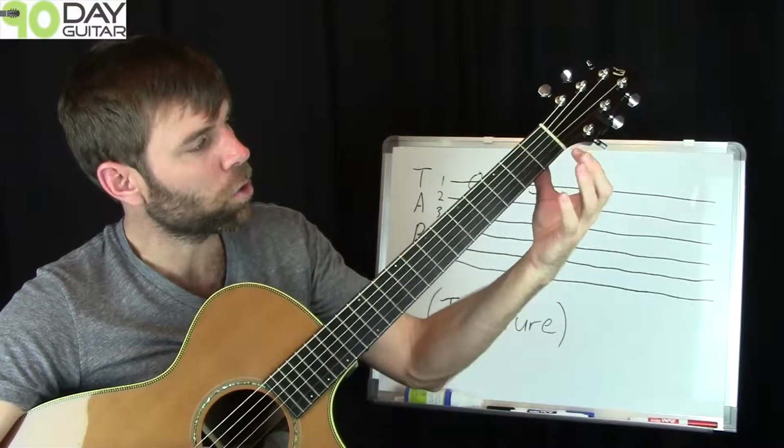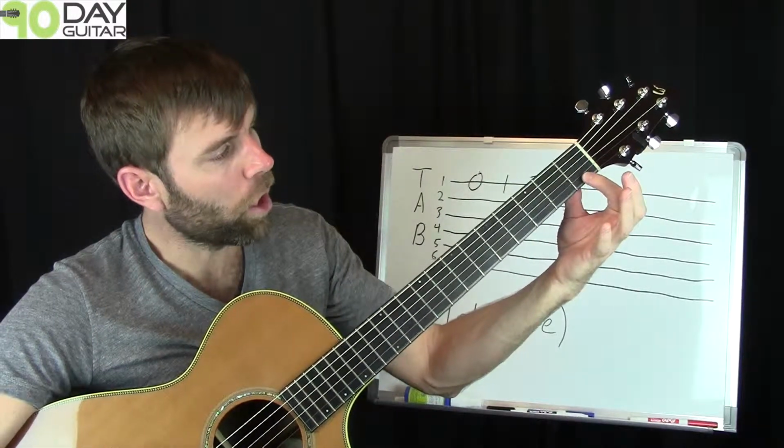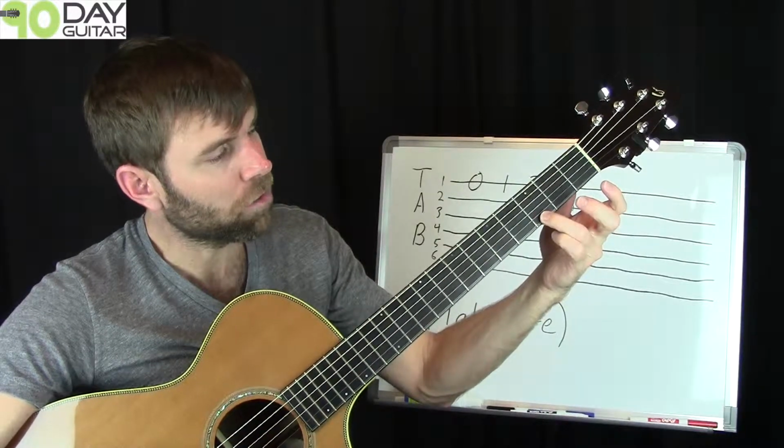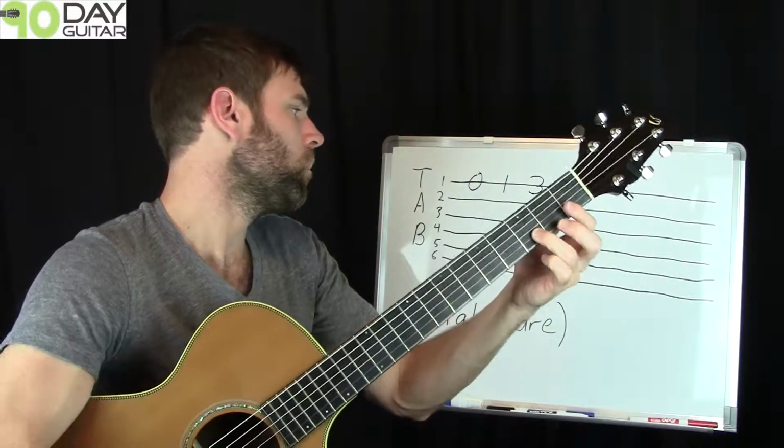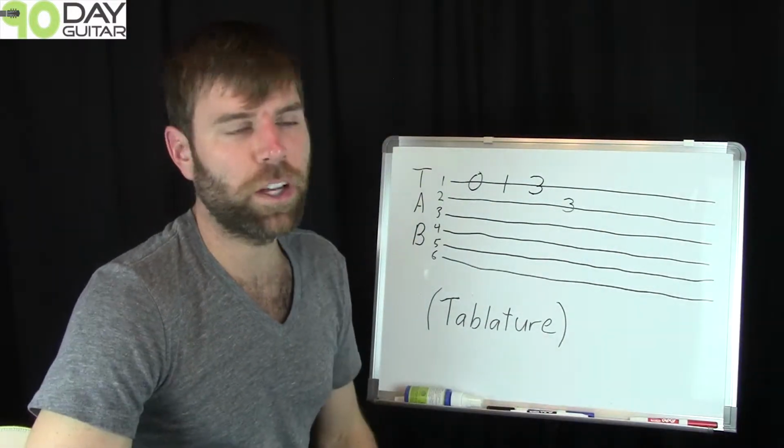Okay, so if we put all those in order, you had a 0, then a 1, then a 3 on the first string, then a 3 on the 2nd string. Okay, so you'll see a lot of stuff like that.